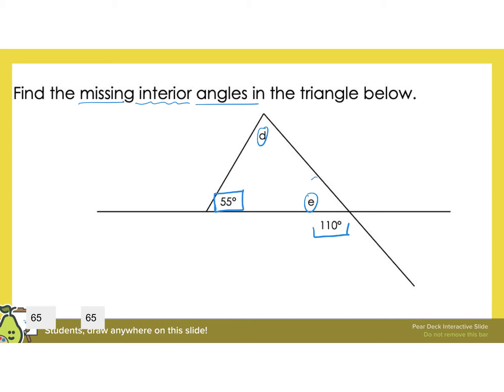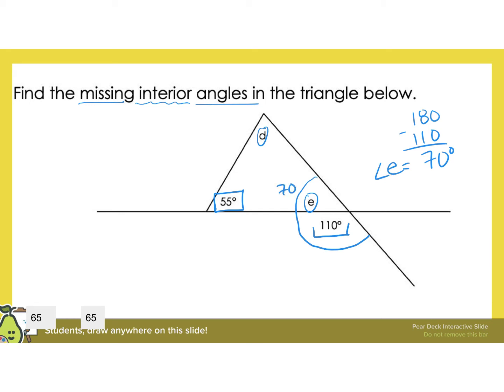I know these two are supplementary. So I'm going to do 180 minus 110 equals 70. So angle E is 70.